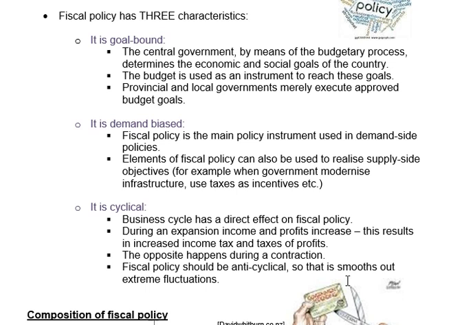Right, secondly, second characteristic, your fiscal policy is demand biased. All right, remember way back in chapter 2, we said that fiscal policy and monetary policy are demand side policies. Okay, that is basically what this means. Demand biased means that your fiscal policy is used in demand side policies. It has a bigger effect on the demand side of the economy than it has on the supply side of the economy.